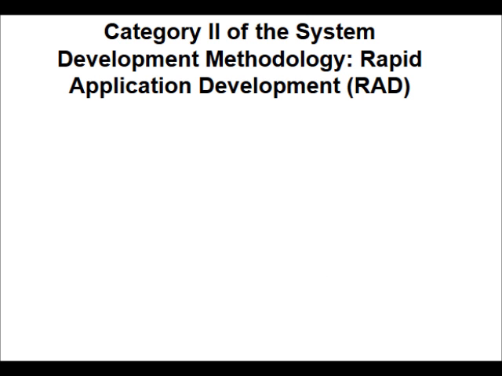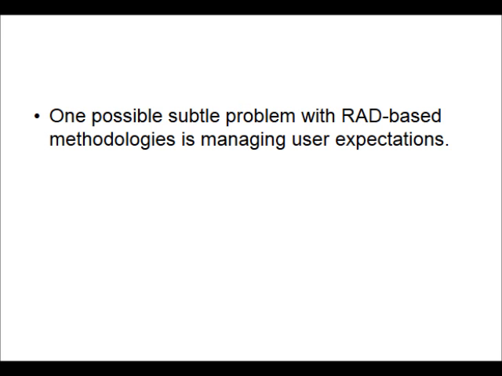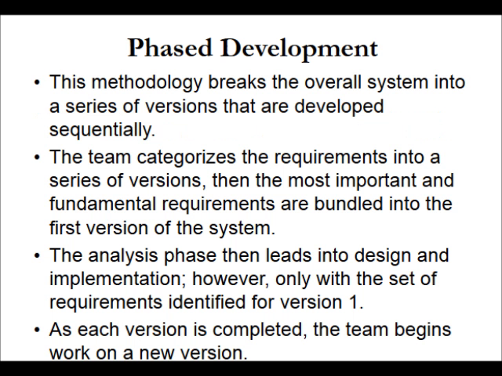Category 2 of the system development methodology, rapid application development, also called RAD. RAD based methodology adjusts the SDLC phases to get some part of the system developed quickly into the hands of the user. Most RAD based methodologies recommend that the analyst use special techniques and computer tools to speed up the analysis, design, and implementation phases, such as CASE, computer aided software engineering tools. One possible subtle problem with RAD based methodology is managing user expectations.